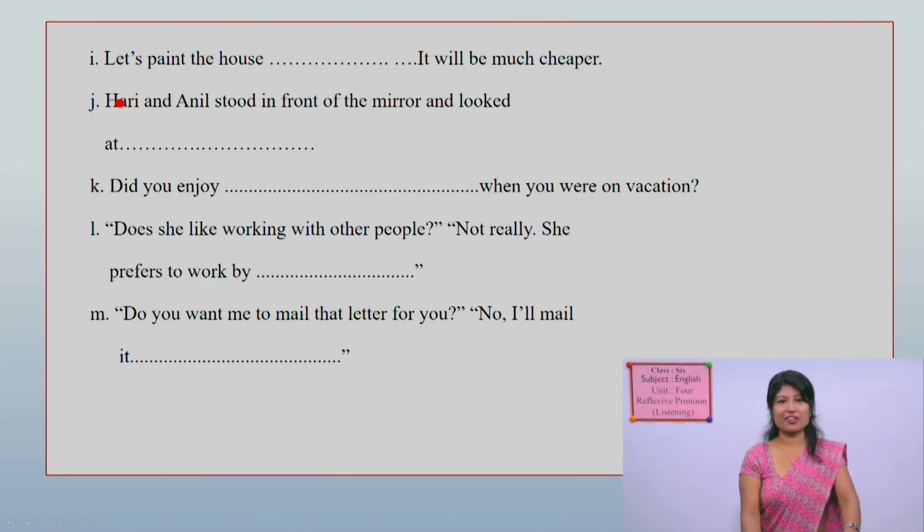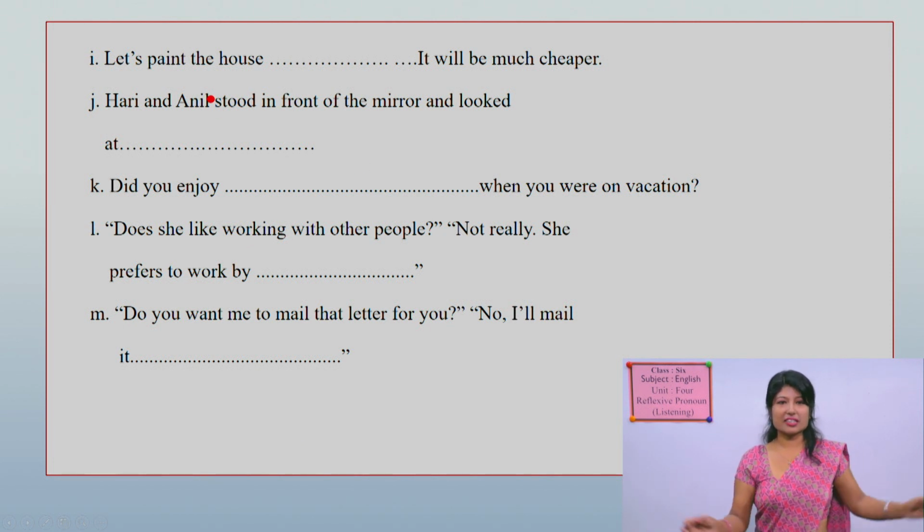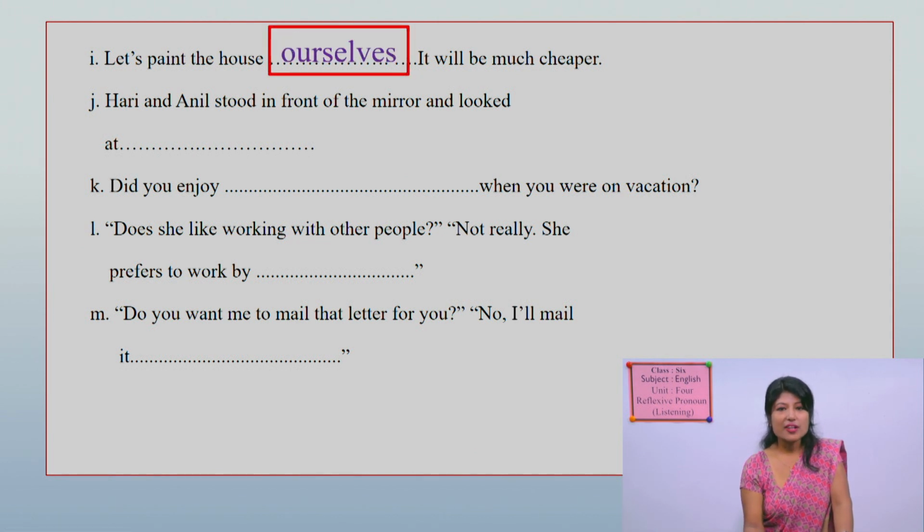Oh, there are so many exercises left again. I, J, K, L, M. Let's continue the similar exercises. Number I: Let's paint the house. Let's paint the house ourselves. It will be much cheaper. Now you must have become expert at these exercises, right?